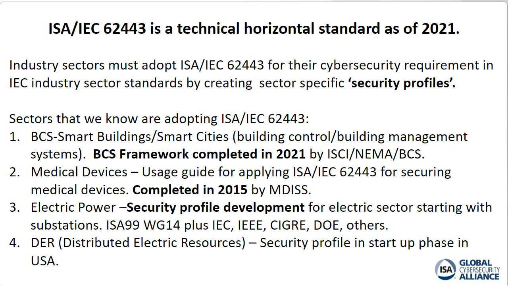So in 2021, 62443 was formally designated as a technical horizontal standard by the IEC. What that means is that if there's an industry sector that's developing functional standards for their industry, as they get to the topic area of cybersecurity, they're directed to use the 62443 standards as the basis for their cybersecurity requirements and develop security profiles for their sector.